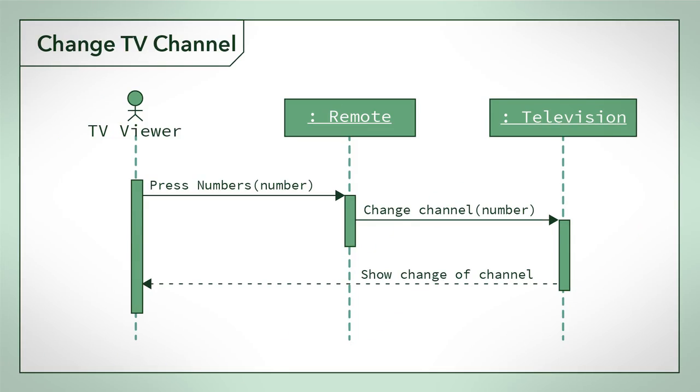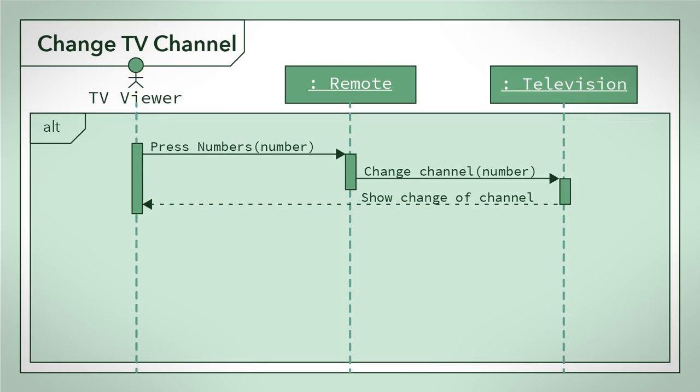I can wrap the previous sequence I just drew as part of an alternative process, so that it is a sequence of actions that will occur if a condition is true. So I put the sequence in a box and label it alt for alternative in the top right corner.